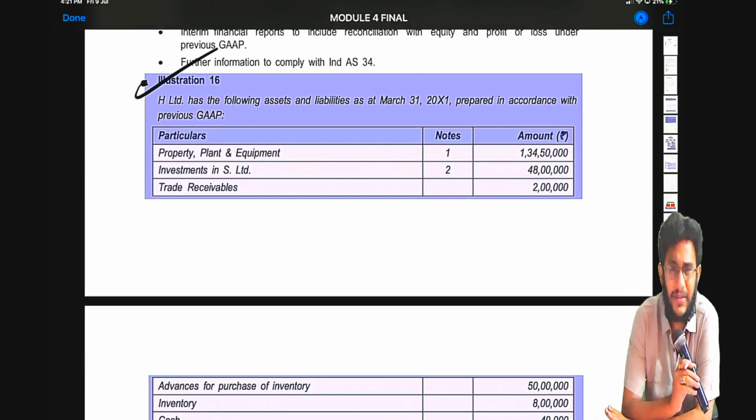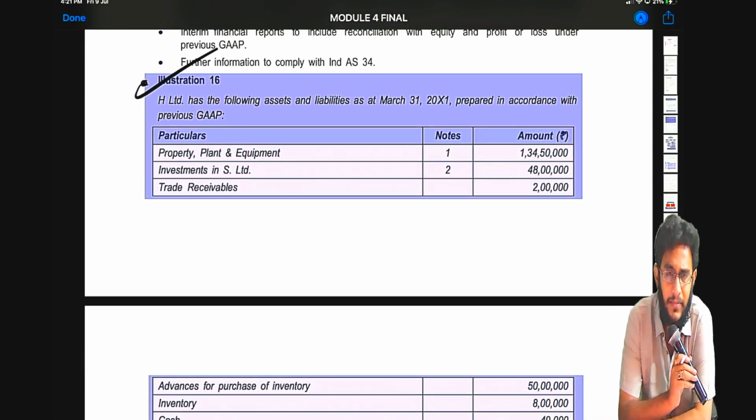Don't worry from the size of the question, sir. It's going to be very simple. Just pay attention. H Limited has the following assets and liabilities at 31st March prepared in accordance with the previous GAAP. Okay, previous GAAP, sir. Careful. This is not as per Ind AS.